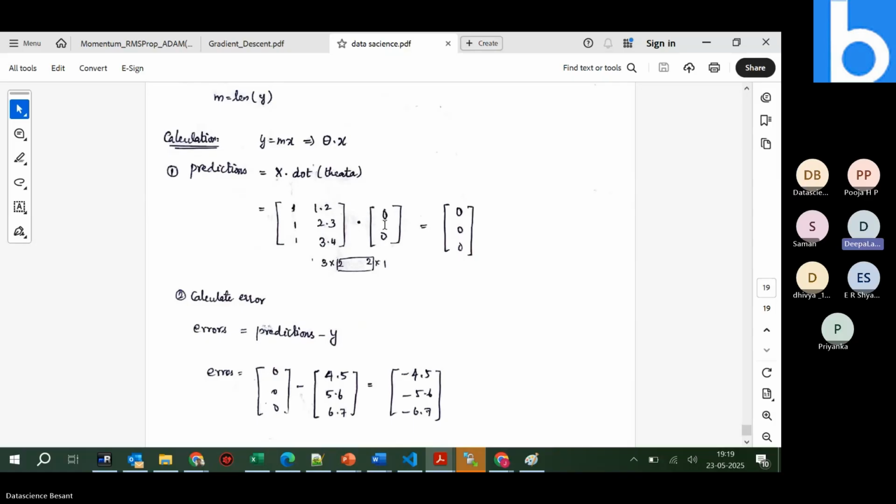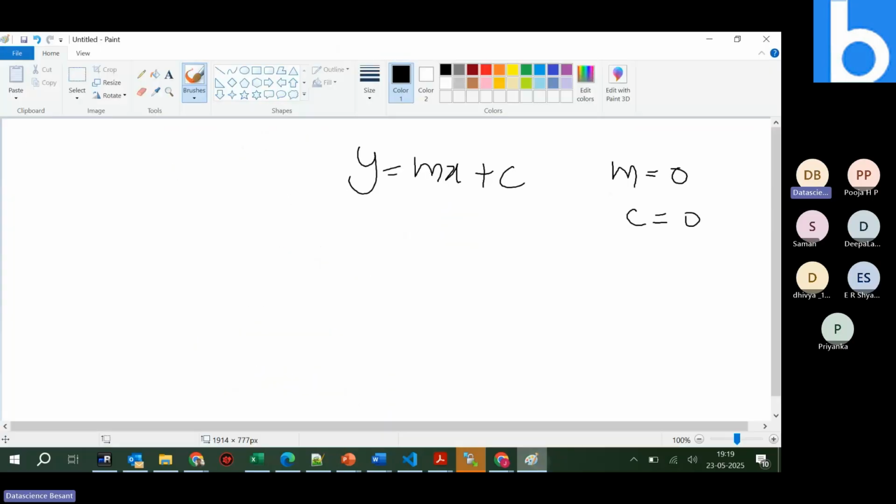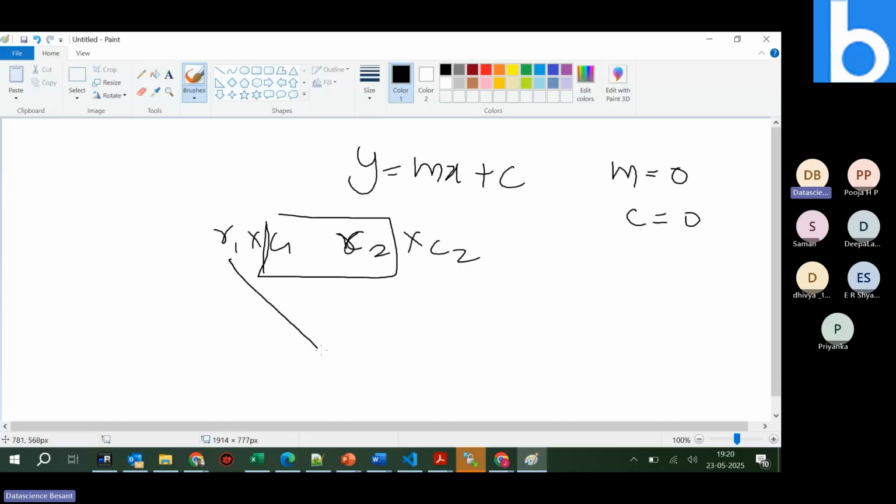Yes, sir. Clear. When you want to do a matrix multiplication, there is a rule. The number of columns in the first matrix and the number of rows in the second matrix should be equal. So what I mean here is row 1 into column 1, row 2 into column 2. So these should be equal: the number of columns in the first matrix and the number of rows in the second matrix. If it is equal, the resultant output matrix will be R1 into C2.